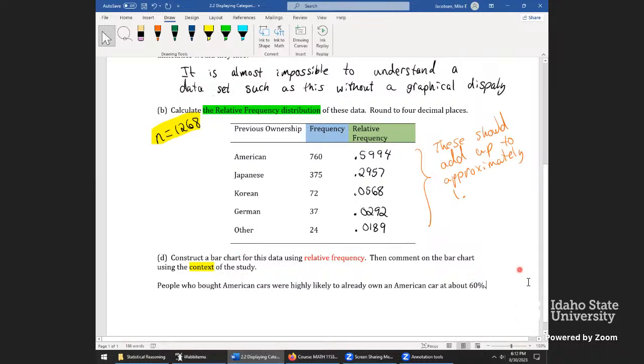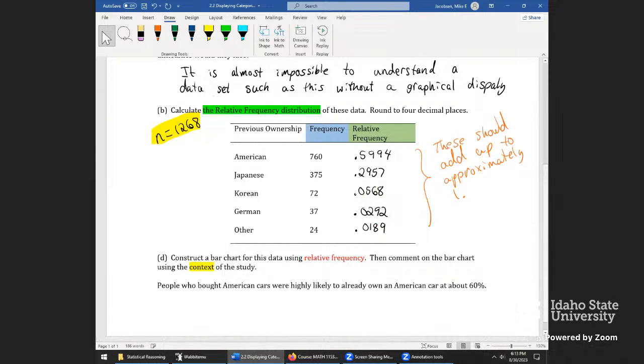Any volunteers for adding anything extra if you'd like to? Okay, how about one more just to finish it off? Another thing that would strike me about this display is Korean, German, other, they're very minimally represented. Altogether, they account for less than 10% if we were to add these up.